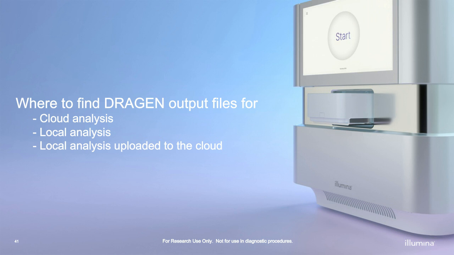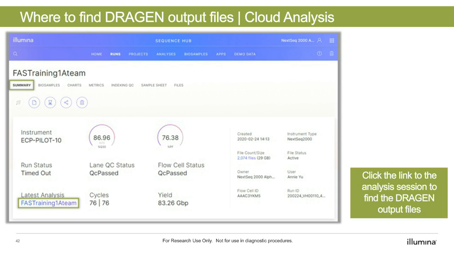Okay, so let's talk about the output files and where we're going to find them when we set it up for cloud analysis, local analysis, and local analysis to upload to the cloud. All right, so when analysis is performed in the cloud, the DRAGEN output files are found within the analysis app session. A link to the analysis session can be found in the run summary page, and here we're seeing it on the lower left corner. The analysis session can also be accessed from the project associated with the run. So for cloud analysis, the output files include everything, the FASTQ and BAM files for all the DRAGEN pipelines.